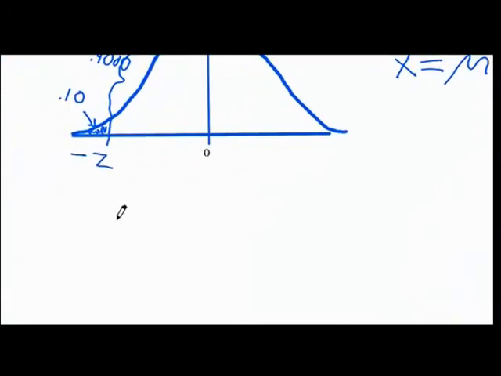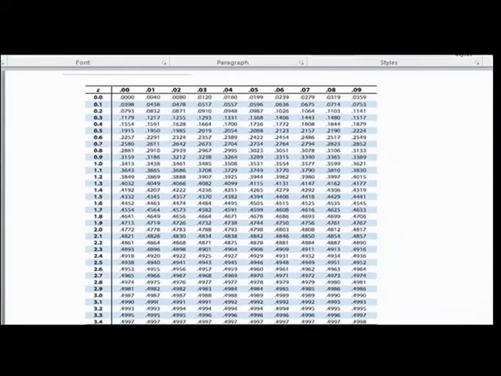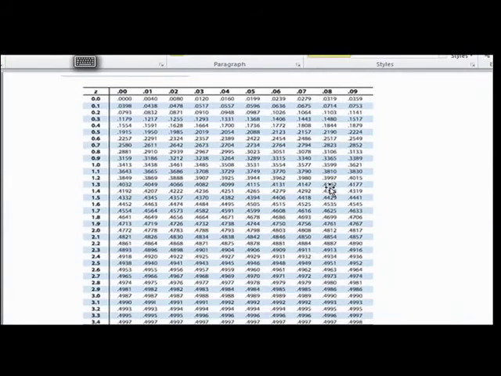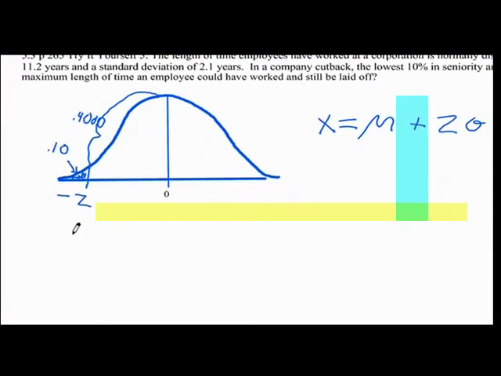And so we're going to look inside of our table for 0.4000. When we look, the closest things we find are 0.3997 and 0.4015. 0.3997 is going to be closer, so the z-score that corresponds with that is 1.28, but we know that needs to be negative. So our z is going to be negative 1.28.